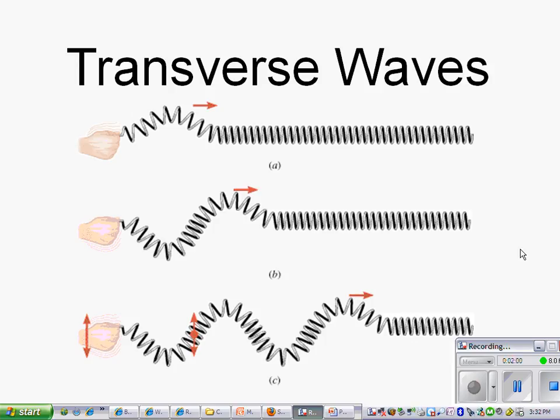So one type of wave we have to know is called a transverse wave. The hand is moving back and forth, up and down, and an S-shaped wave, like a sine curve, is being formed. And you'll see that the hand is moving up and down, and the slinky particles are actually literally moving up and down. They don't move forwards or backwards. They just move up and down as the energy transfers from left to right.